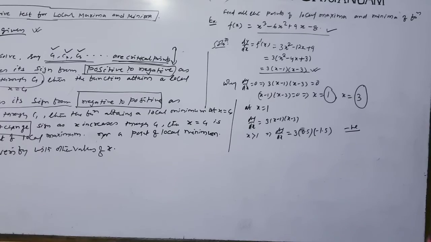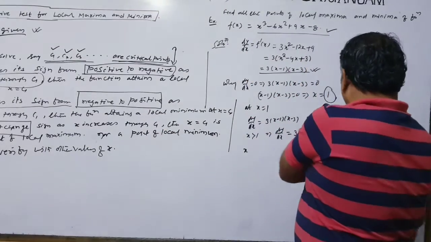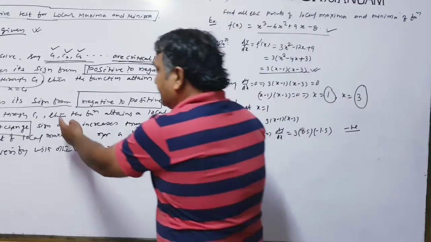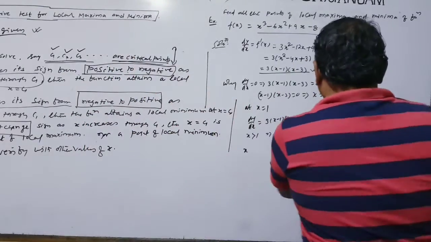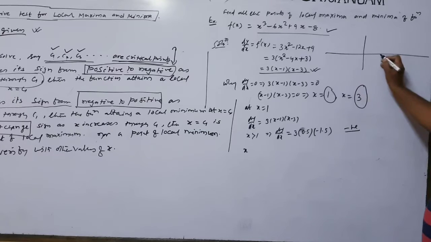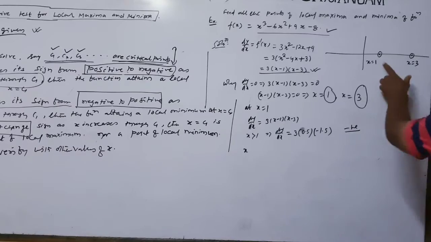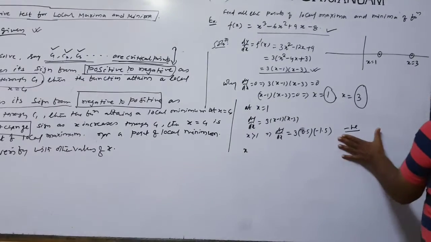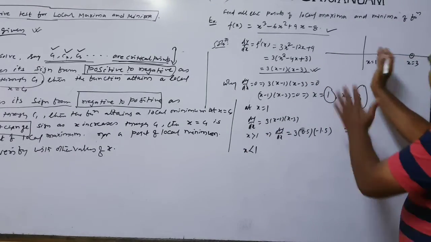Okay. Now when x goes from negative to positive or positive to negative, let us say. There are two lines, x equal to 1 and x equal to 3. So there are two critical points. Now x is greater than 1, x is less than 1. Okay, this is a critical point. Less than 1, greater than 1.